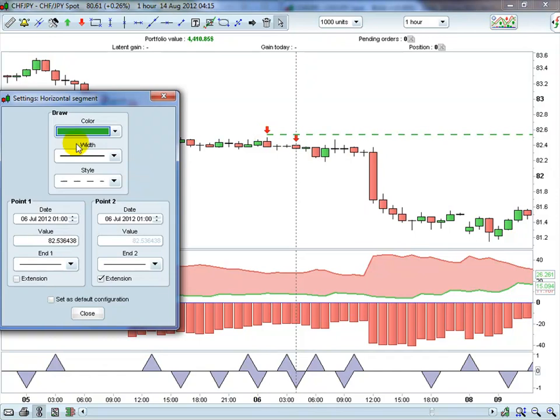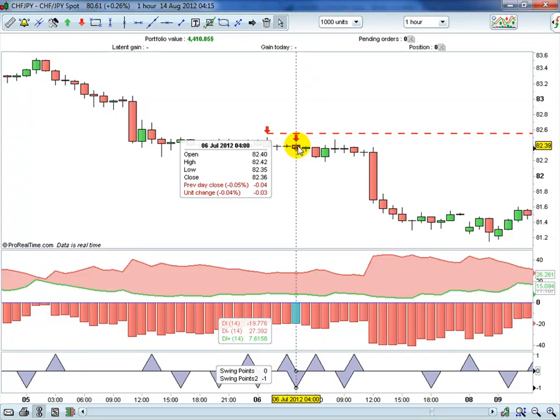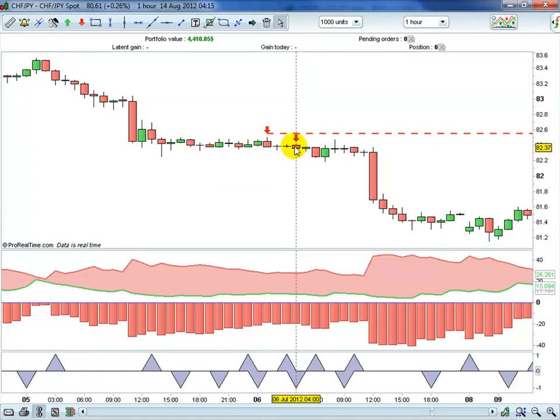I'll just paint it in red to remind myself that it's a resistance-like level that I'm dealing with here. So from 82.55 down to the open for 4 a.m. GMT at 82.40, that's your nice tight 15 pip spread right there between entry price and protective stop. Not factoring in dealing spread, so maybe we would have to pay 18 pips, but that's still really, really good.